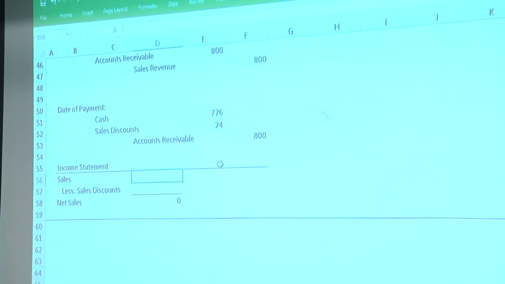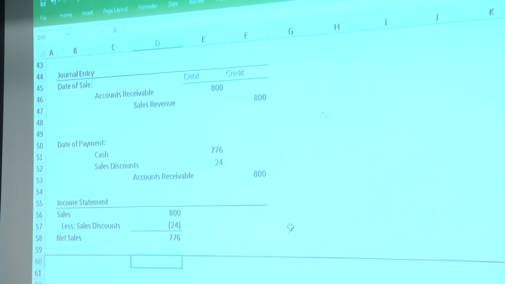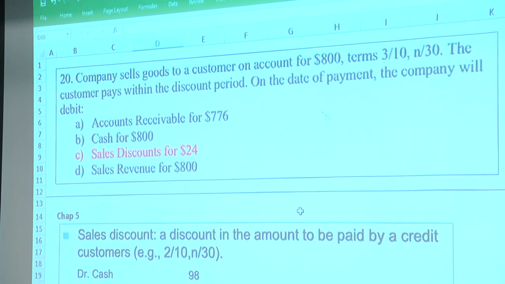Just so you guys can see an illustration of a contra account, like I mentioned previously, we had sales of 800, and now our sales discount account has 24. So it's a negative, and our net sales we see over here is 776. Hopefully that's clear. Now, I had a couple of tips about this question too.